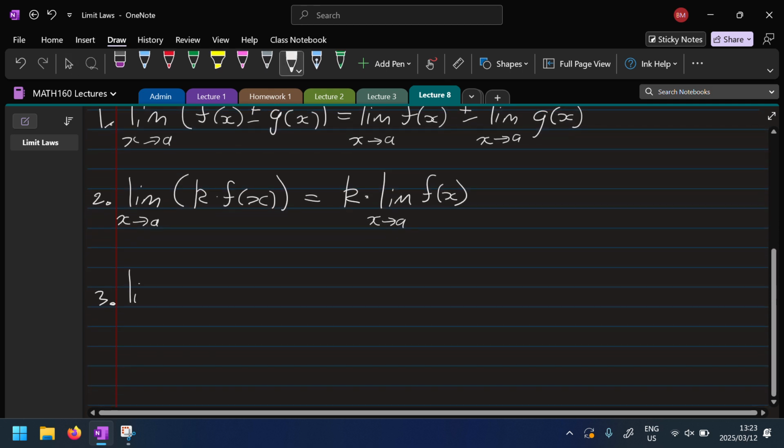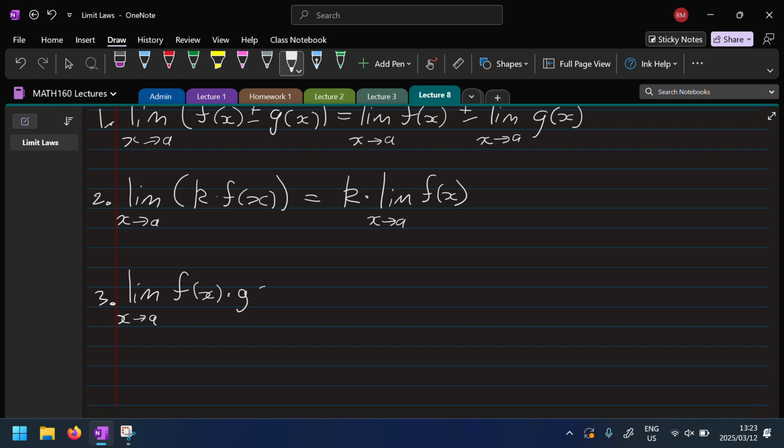Okay, number three, we have the limit as x goes to a of f of x times g of x. So if the limit of f of x exists by itself and the limit of g of x exists by itself, then we can do them separately and then multiply the answers. So this will be the limit as x goes to a of f of x times the limit as x goes to a of g of x. So on the right-hand side, we multiply the result. This we're going to use many, many times, this number three.